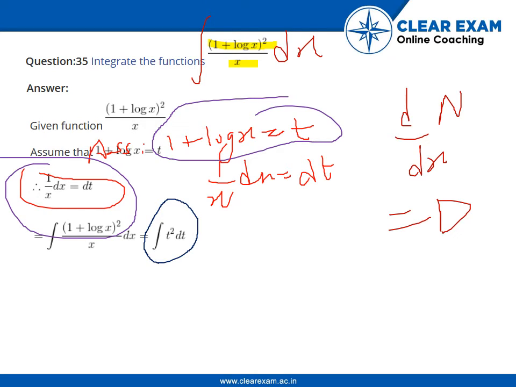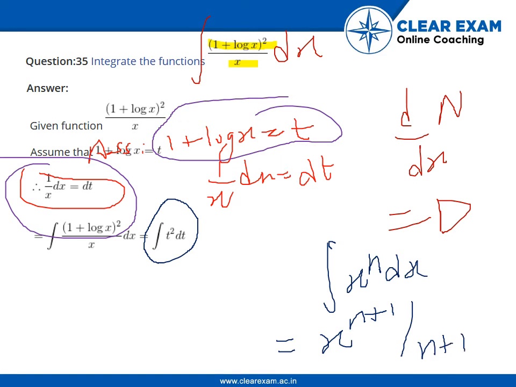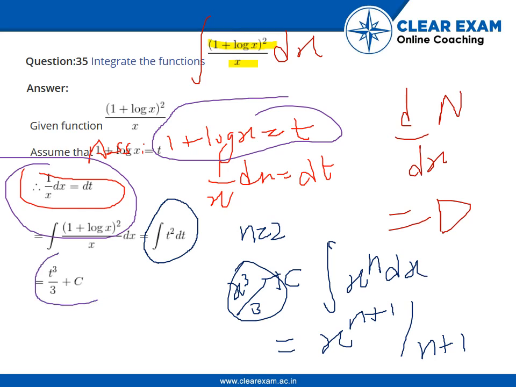Now this is a pretty straightforward integration, as you all very well remember that the integration of x raised to the power n with respect to dx gives x raised to the power n plus 1 divided by n plus 1. So in this case our n is equal to 2, so we get x cube divided by 3 plus c as an arbitrary constant. So yeah, we get t cube by 3 plus c.